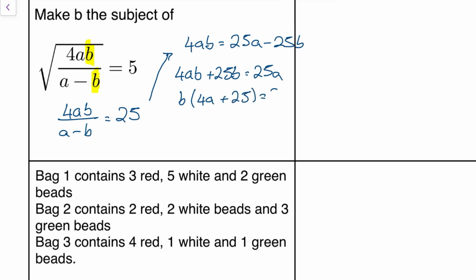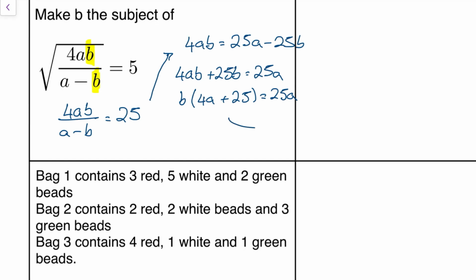Once you've done these a few times, you get very good at just doing the same process each time. And then I'm going to divide by the 4a plus 25, which tells me that b is equal to 25a over 4a plus 25. And that is question done.